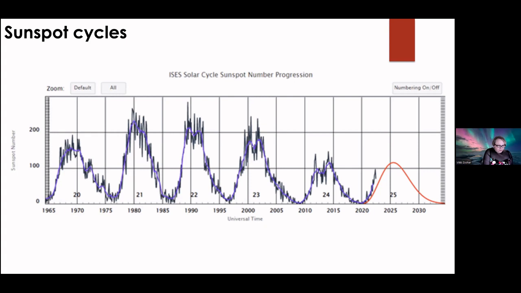So the 11-year sunspot cycle is half of a longer 22-year cycle of solar activity. Each time the sunspot count rises and falls, the magnetic field of the sun associated with sunspots reverses polarity. So the orientation of the magnetic fields in the sun, northern and southern hemisphere, switch.